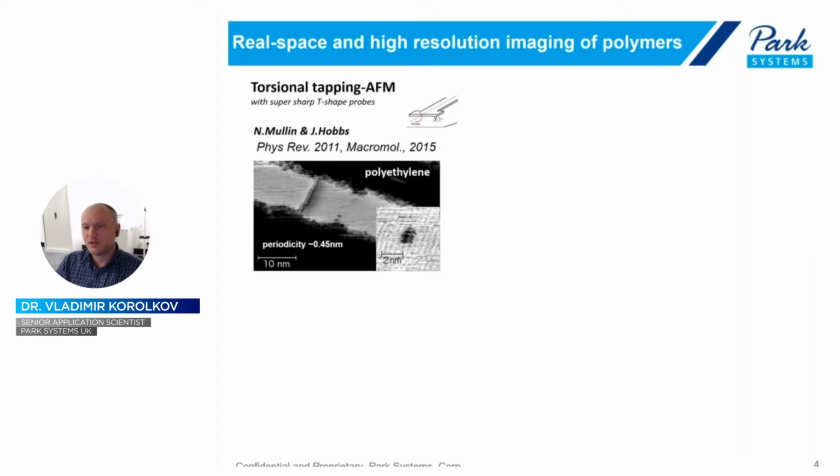So perhaps we should give a brief historical overview. I believe the first routine technique where you can get that type of resolution was torsional tapping AFM, introduced by Nick Mullin and Jamie Hobbs from the University of Sheffield here in the UK. And that was the first great example of a polyethylene lamella imaged with that technique, where you could observe both the single chains of polyethylene as well as molecular defects in those lamellae, and obviously the nice structure of the lamella edge. That was a great technique, and it still is, although it requires some special T-shaped cantilevers with a sharp probe, which are not exactly cheap to buy.